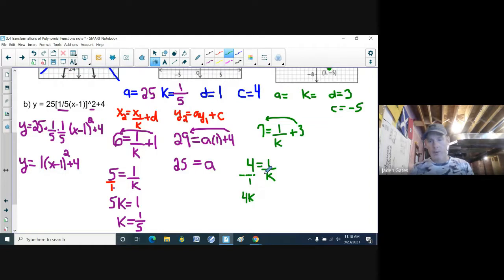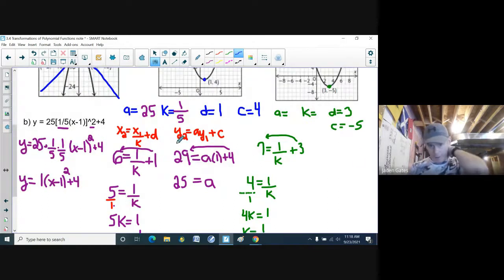4 times k equals 4k, and 1 times 1, well, that's 1. I'm going to divide both sides by 4. And so I get 1/4. There we go. There's k. Bingo. All right. Next up, I got to find my a value, right?